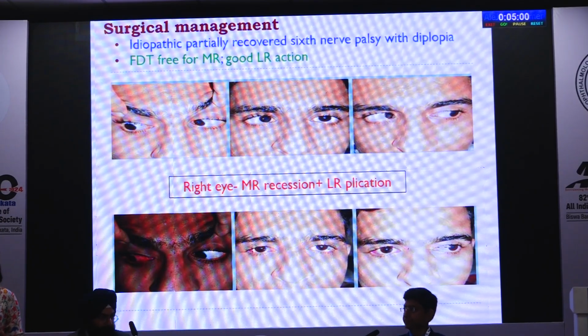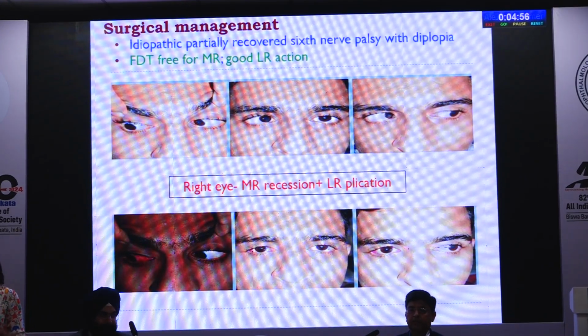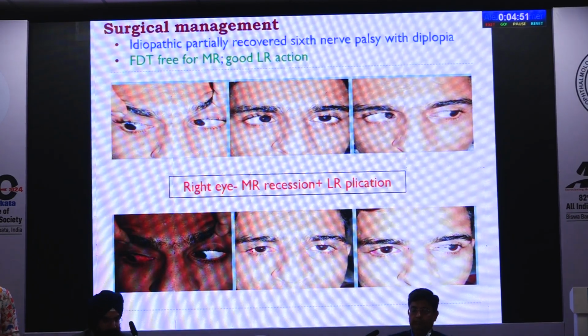Now, if the sixth nerve palsy does not recover at 6 or 9 months, it is then that you have to consider surgical management. Now, what surgery? It will depend on a lot of factors. Now let's have a look at this case.